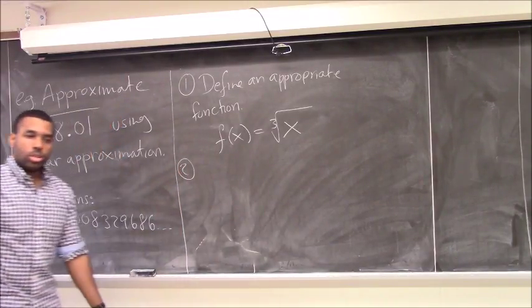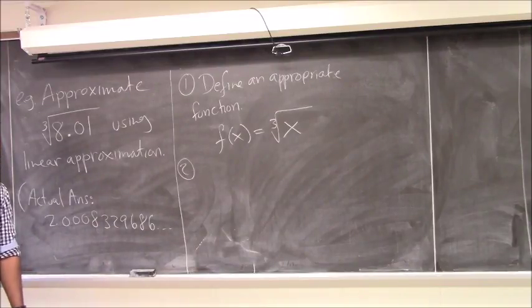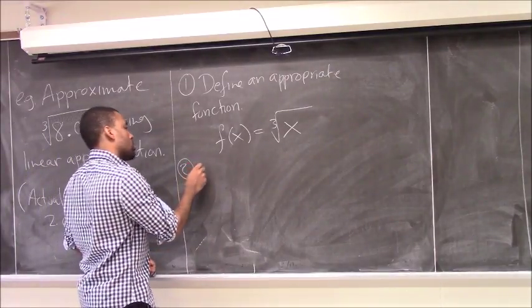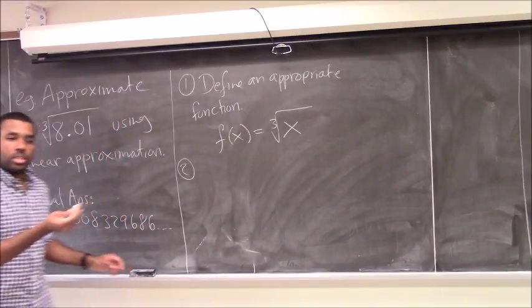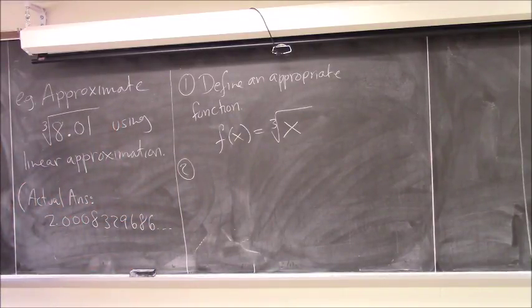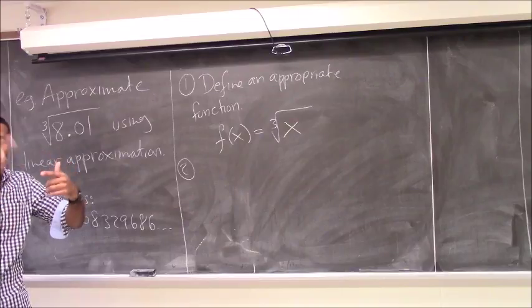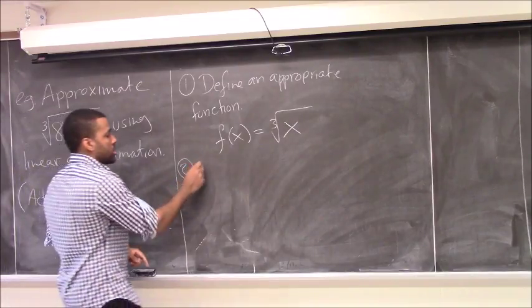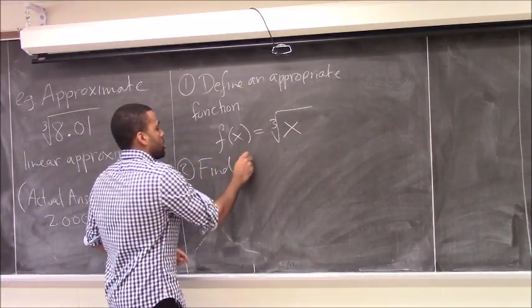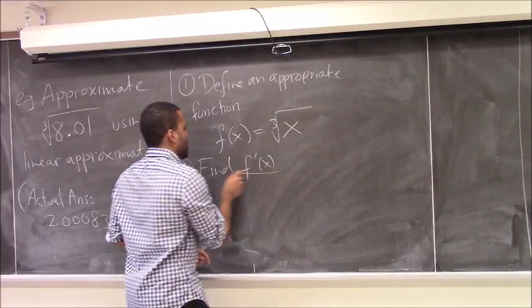Second thing you're going to want to do? X is equal to 8.01, and a is 8. So we want to figure out the pieces in that formula. We need to know our x value, our a value. We also need to know the derivative. Eventually I'll take my x and my a, but since you already have the function, it's just easier to find the derivative right away. So let's do that first. Find f prime of x right away.